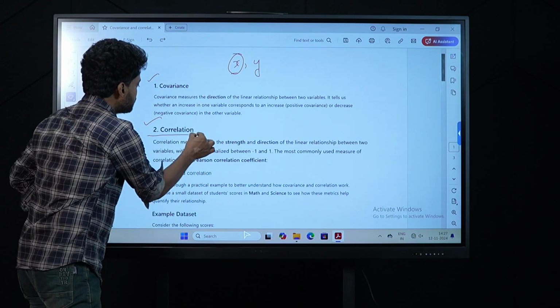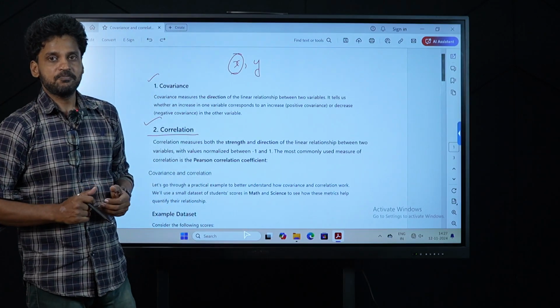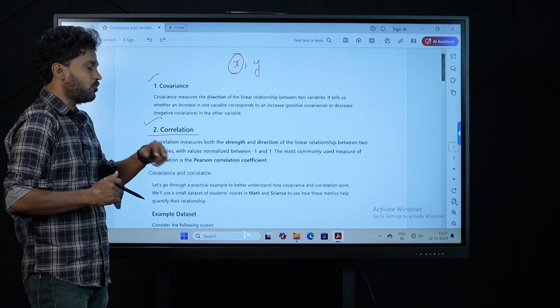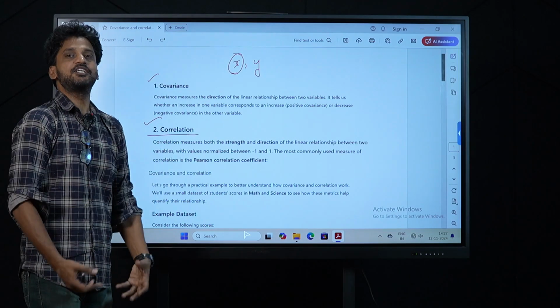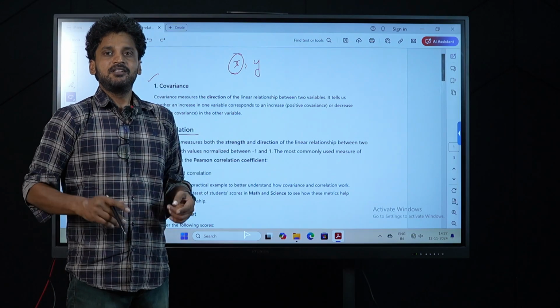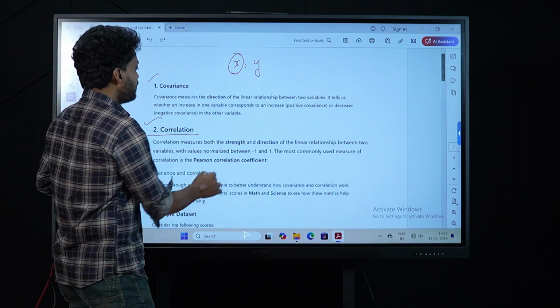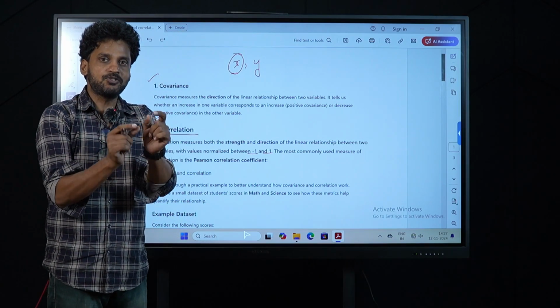What is the correlation? Correlation actually is going to quantify this covariance. Once again, correlation is going to quantify this relationship. How strong is the relationship? At the same time, it also quantifies the direction. The total direction will be confined between -1 and 1. It just quantifies this between -1 and 1.